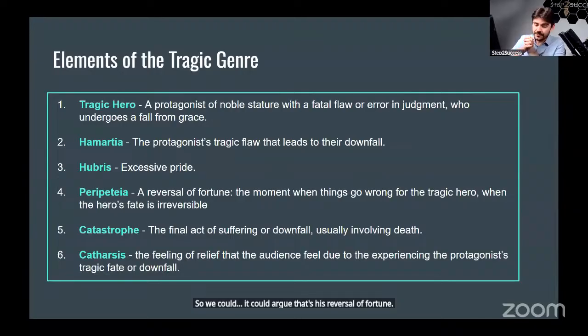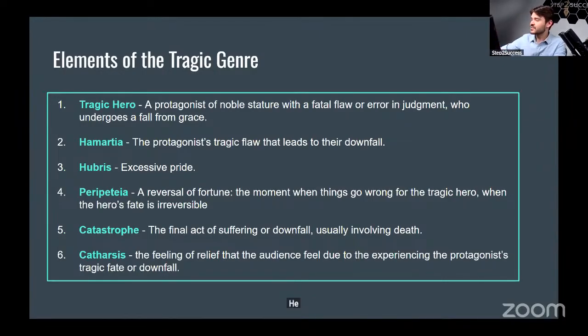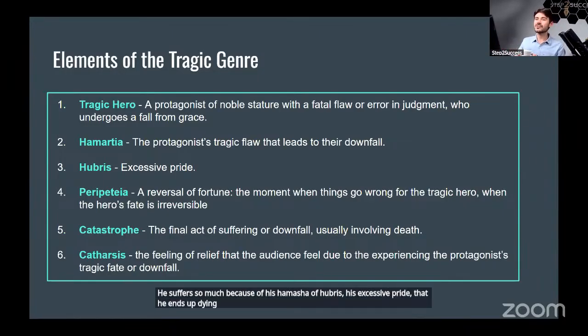The catastrophe is the final act of suffering. So we know in Macbeth that he dies at the end. That is his catastrophe. He suffers so much because of his hamartia of hubris, his excessive pride, that he ends up dying at the hands of Macduff.